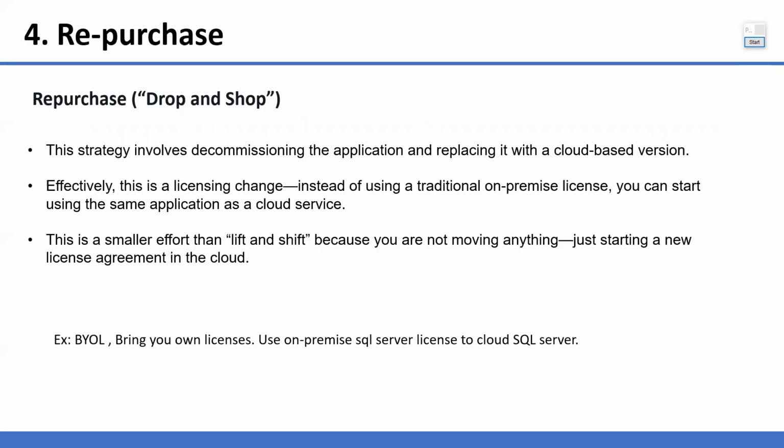Fourth strategy is repurchase. Repurchase is something like drop and shop. It means you are replacing your existing application with a cloud-based version. For example, at your on-premise data centers, you were using SQL Server versions installed into a virtual machine. Now, when you are migrating your applications to the cloud, instead of using an on-premise SQL Server, we will purchase SQL Server hosted over the cloud.